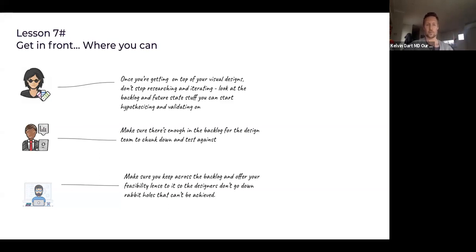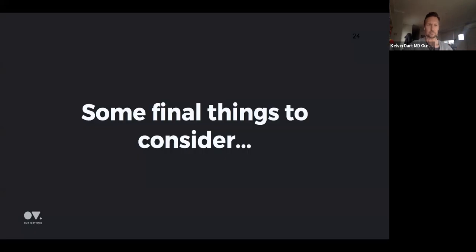So once you get past that first iteration, that day one look, you're really in front of the game. And for non-product people, just make sure that you always be future thinking. And for technical people, just try to keep across that backlog as much as you can, so at least you know what's coming down the pipe.